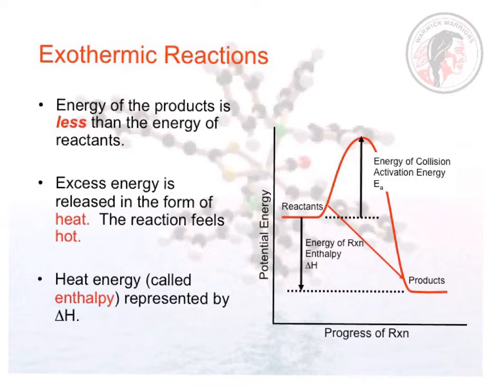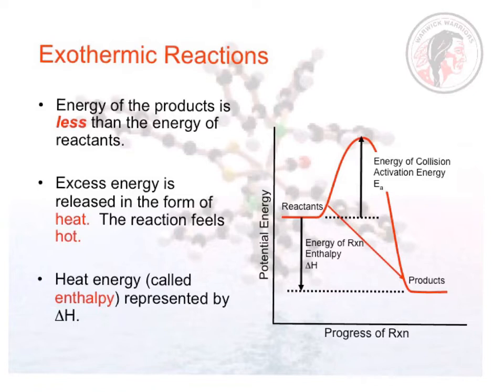You should know the difference between an exothermic reaction and an endothermic reaction. In an exothermic reaction, the energy of the products is going to be less than the energy of the reactants. So you can see that in this diagram. Here we've got the potential energy of the reactants. Compare that to the potential energy of the products. The products are at a much lower energy. So that excess energy, that difference right here, is released in the form of heat.